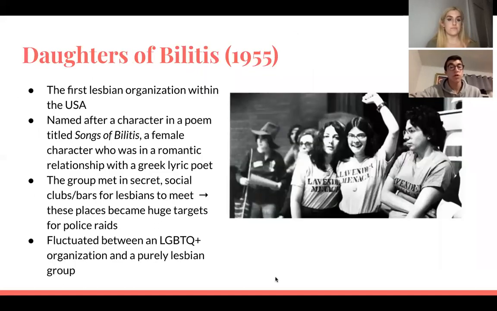So next is the Daughters of Bilitis. In 1955, the first lesbian organization within the United States was formed. This organization was named after a character in a poem titled Songs of Bilitis, a female character who was in a romantic relationship with a Greek lyric poet. The group met in secret social clubs and bars for lesbians to meet. This caused these places to become huge targets for police raids. So the Daughters of Bilitis fluctuated between an LGBTQ+ organization and a purely lesbian group.